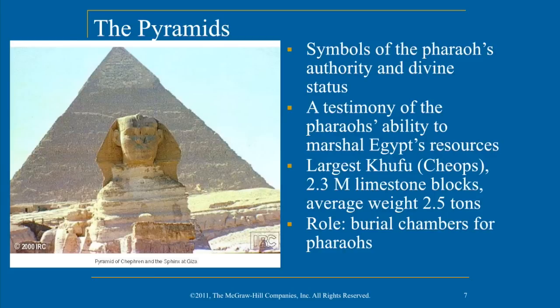The largest of the pyramids is Khufu, also known as Cheops. It's made of 2.3 meter high limestone blocks, and the average weight of one of those single blocks is 2.5 tons, which is thousands of pounds. If you think about it, that would have taken a ton of people moving a lot of weight across a very large distance, because that rock wasn't found very near there. It was a bit of ways.